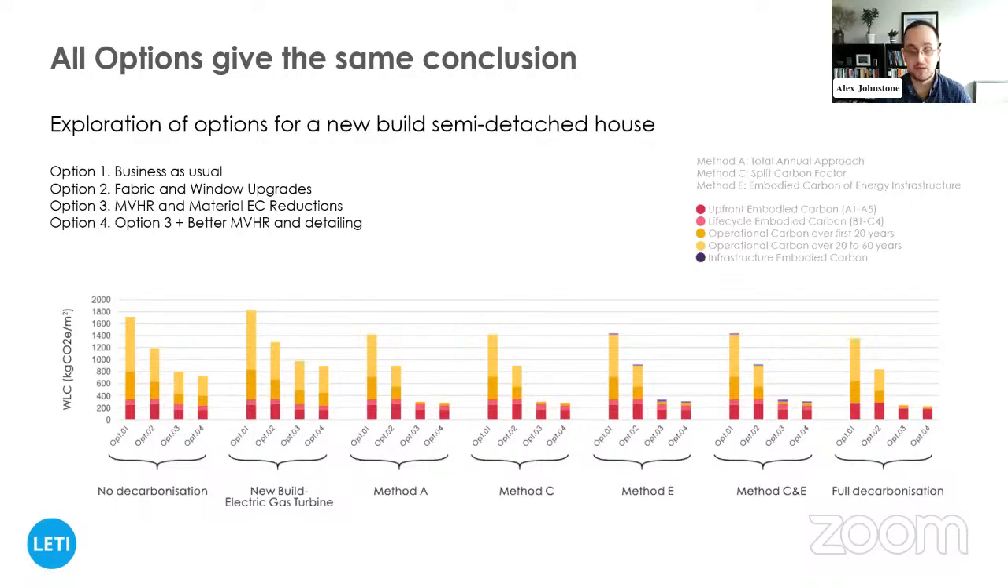An example of this was a case study that looked at iterative options for a new build semi-detached house. I think what this shows is that whilst on a very granular level, there may be some complex decisions that you can make where there are trade-offs, there are also fundamentally good iterations for whole life carbon as you progress through a design, and as you move away from a business as usual case to low energy and low embodied carbon designs.